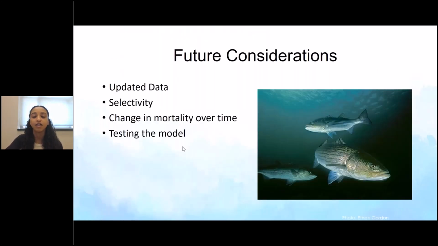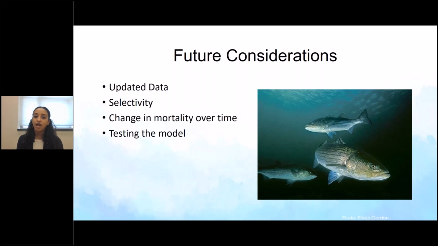All right, so that was a summary of where our model is and how it works, but we still have a few adjustments to make to our model. First, we're hoping to extend out the terminal year of this model with updated data. We're hoping to model through 2019.